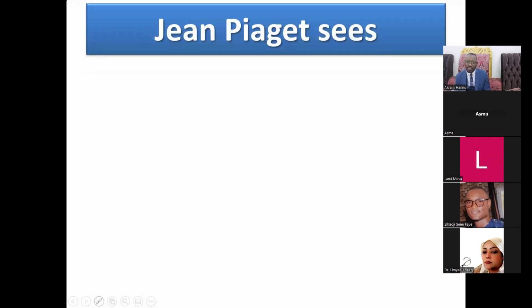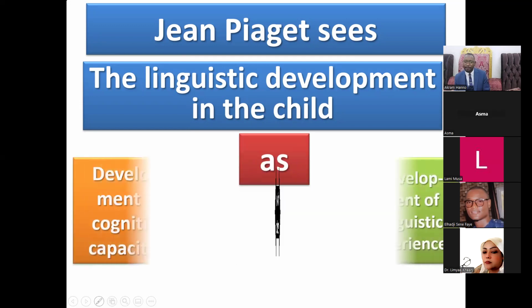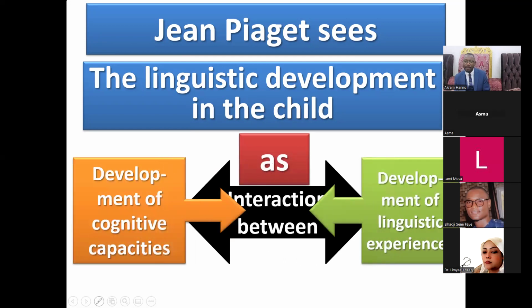Again, Piaget sees the linguistic development in the child as development of cognitive capacities, interaction between development and linguistic experiences. So we have two angles or two pillars that he sees language by, or the linguistic development in the child: the development of cognitive capacities and the development of linguistics.